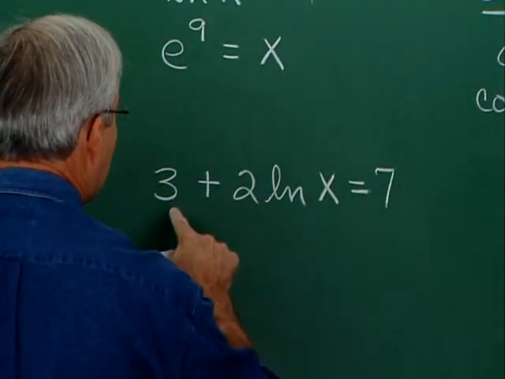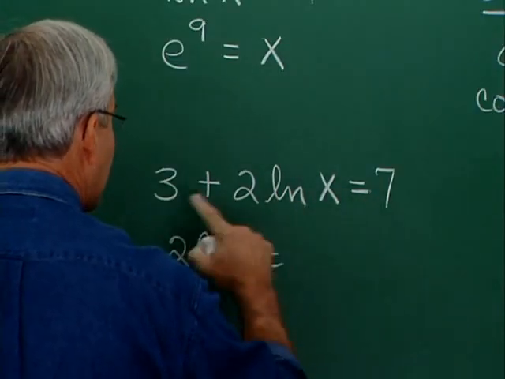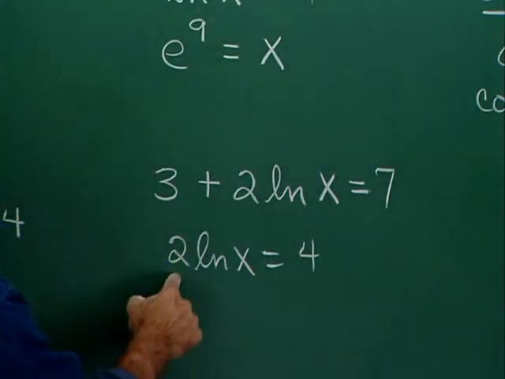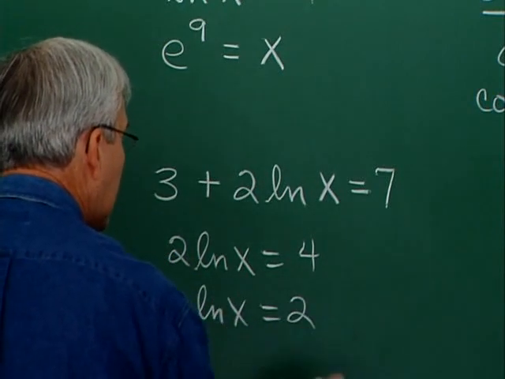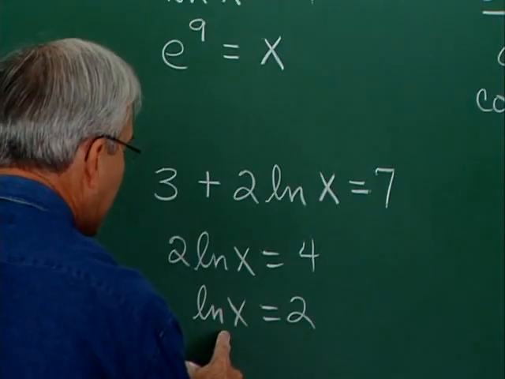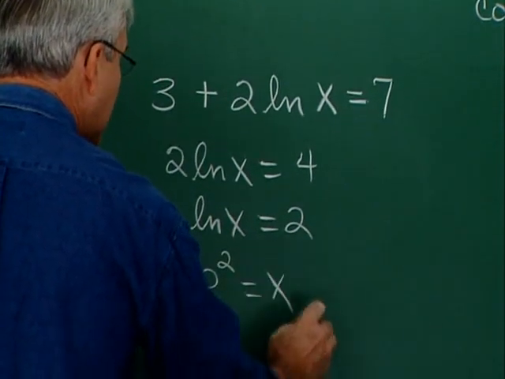So let's see, subtracting 3 on both sides, we would get 2 ln x is equal to 7 minus 3 is 4. Then we would divide on both sides by 2. ln x then is equal to 2. And now here we go. Base is e, exponent is 2, so e squared is equal to x, and we're finished.